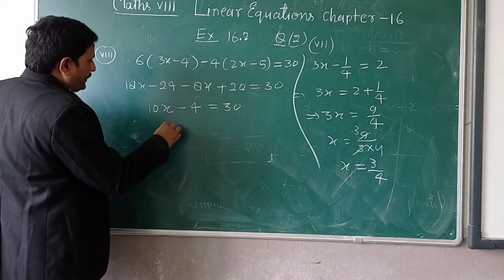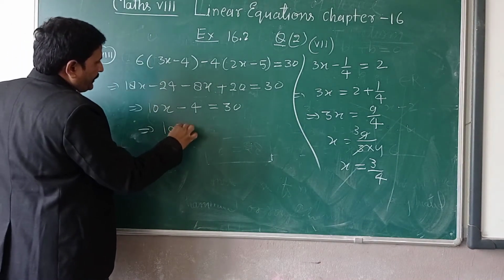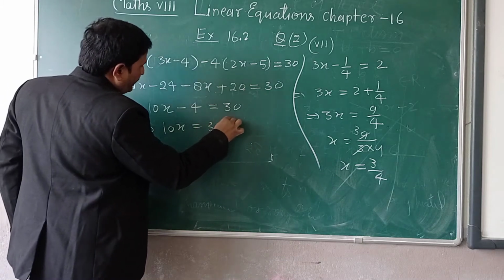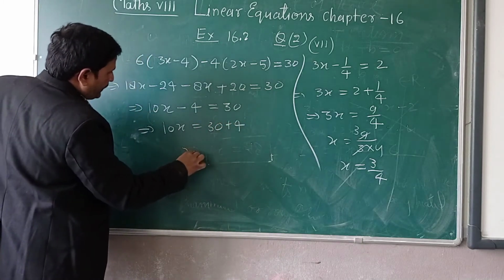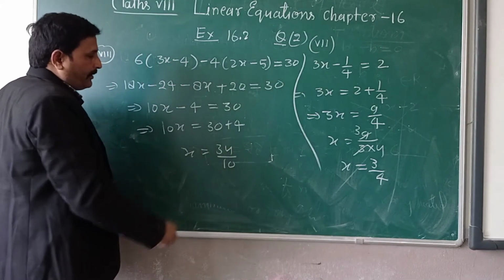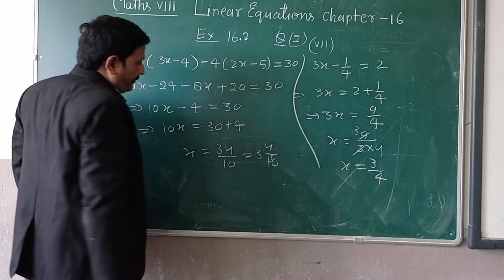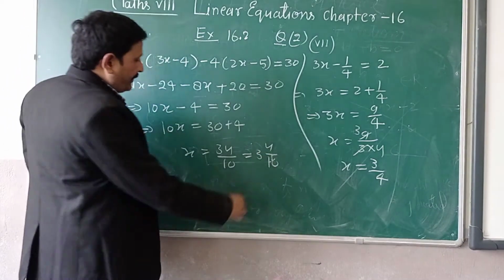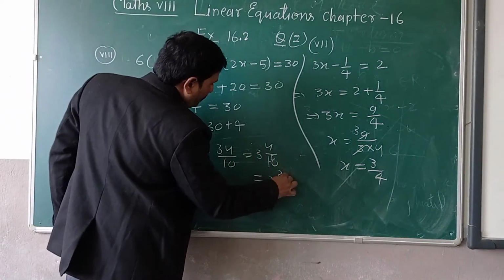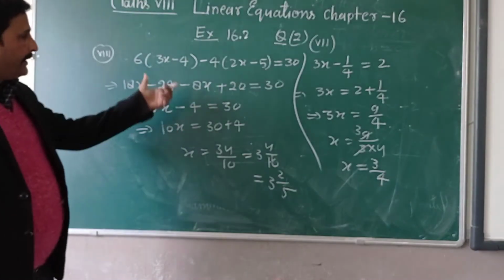Now 10x is equal to 30 plus 4, so 10x = 34. Then x is equal to 34 by 10, or 3.4, or 3 and 4 by 10, or 3 and 2 by 5. Okay, that's the answer.